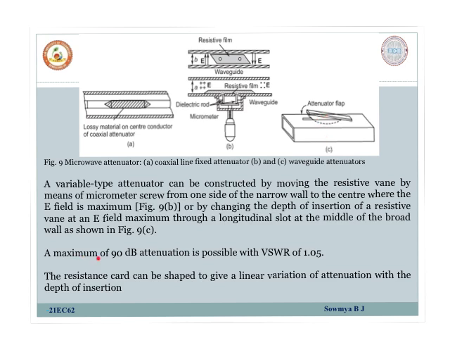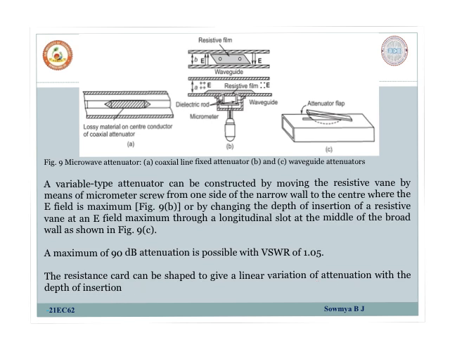In this case, a maximum of 90 dB attenuation is possible with a VSWR of 1.05. As well, the resistive card can be shaped to give a linear variation of attenuation with the depth of insertion. As the depth of insertion increases, we get more attenuation, so this is dependent on the resistive card.